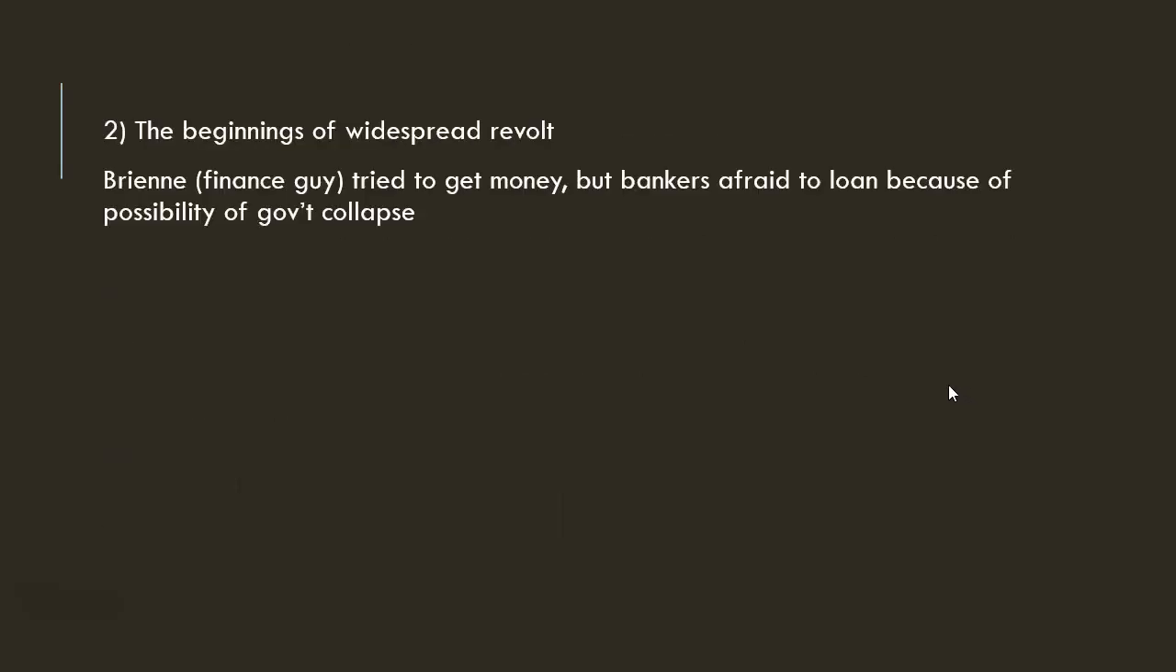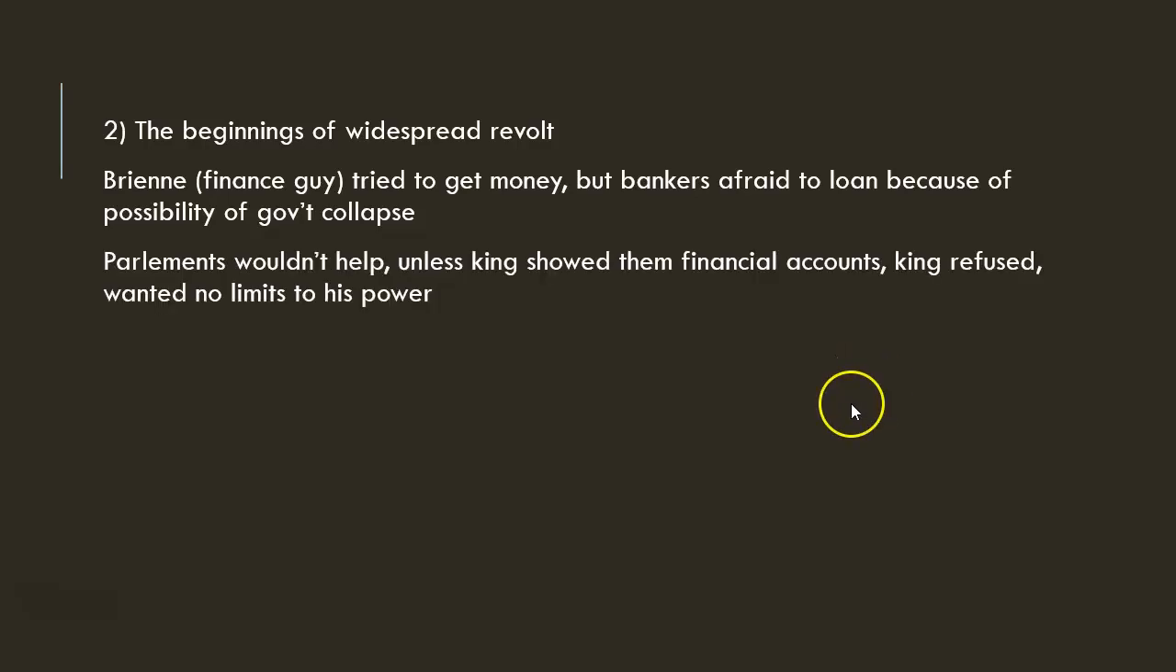All right, so anyway, I'm just going to start here, the beginnings of widespread revolt. Brienne is this guy that's in charge of finances. He tried to get some money, but they were afraid to loan it to him because they were worried that the French government would collapse. And that may seem to you impossible, but it happens all the time. Governments can't pay the bills. It's possible for you to loan money to a government, and usually they do pay you back, but sometimes they don't. Parliaments wouldn't help, unless the king shared power with them, which he did not want to do.